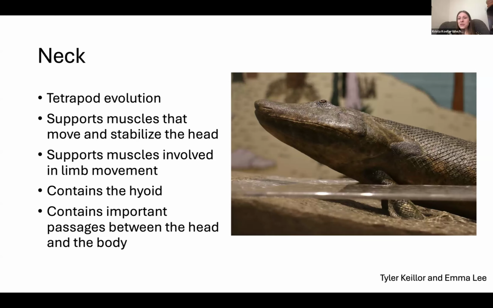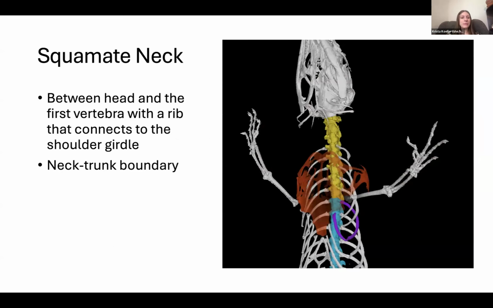The neck is the focus of my research. It serves a very important purpose in evolution. It is one of the factors that allowed us to go from the water to the land. It supports muscles that move and stabilize the head, as well as the limbs. It contains the hyoid apparatus and important passages between the head and the body, such as nerves, the trachea, the esophagus, blood vessels, etc. So it's an important region.